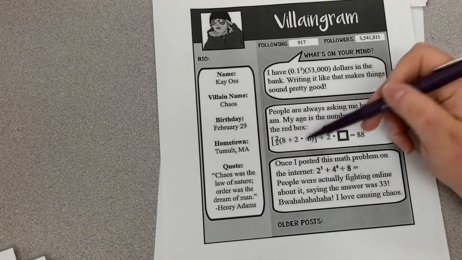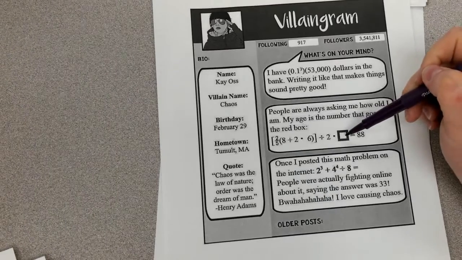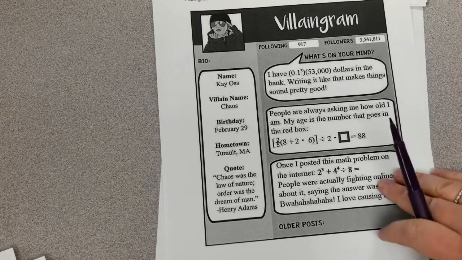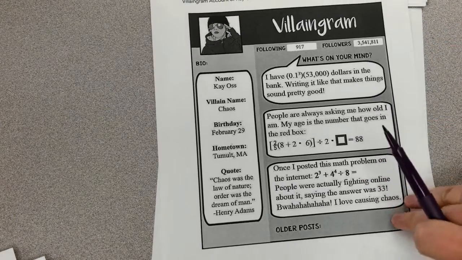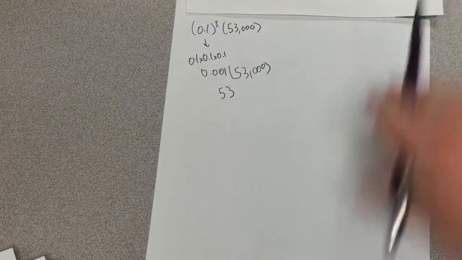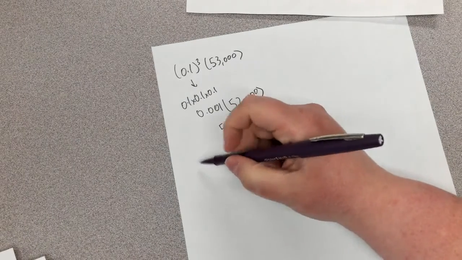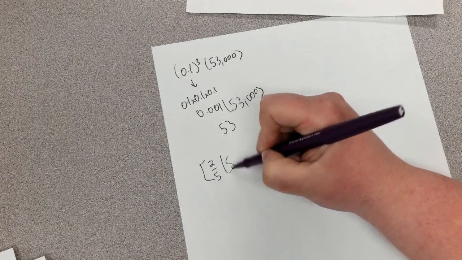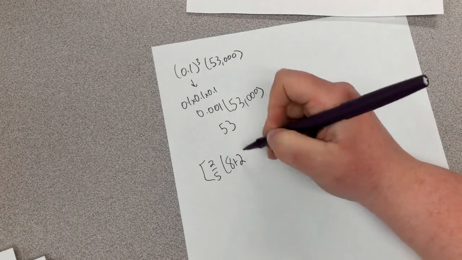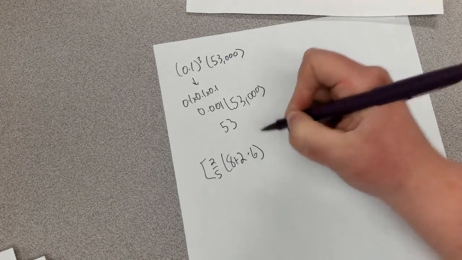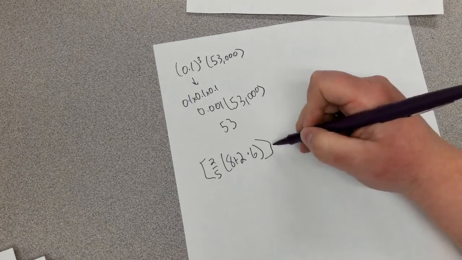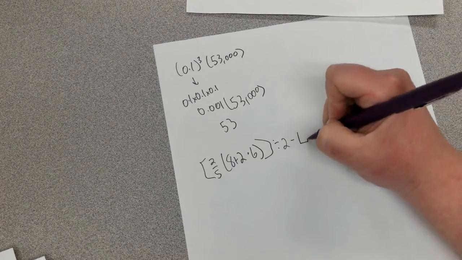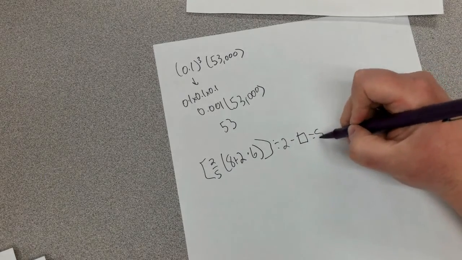So this one includes brackets. You have to figure out the number that's missing. Well, I'll go through this one, and then you can do this one on your own. All right, so bracket 2/5, 8 plus 2 times 6 divided by 2 minus, we don't know, equals 88.